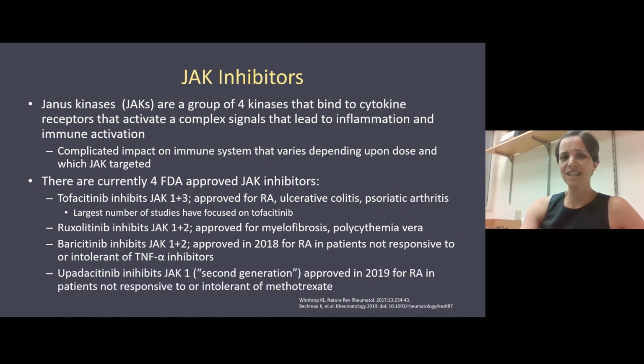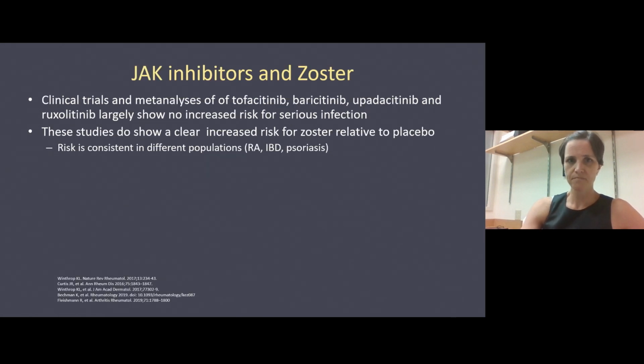And then the most recent one is this drug called upadacitinib. And that one just inhibits JAK1, which is a little bit different than the others. And it's considered a 2nd generation, so it should have fewer side effects. But we'll talk about how it has a similar complication. So it was just approved in 2019 for RA patients who don't respond to methotrexate.